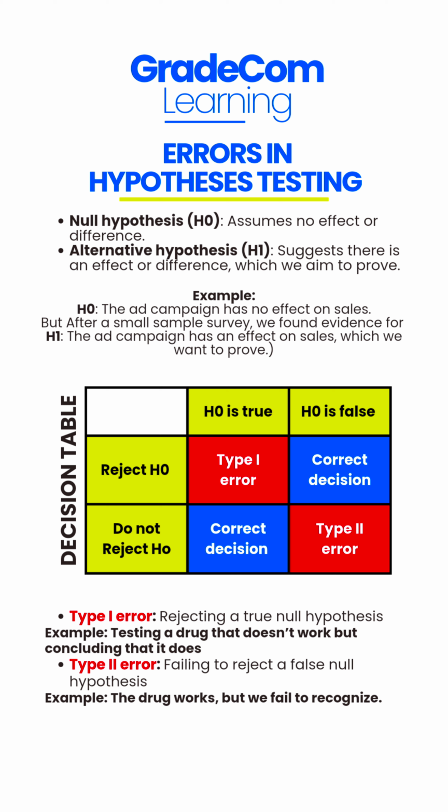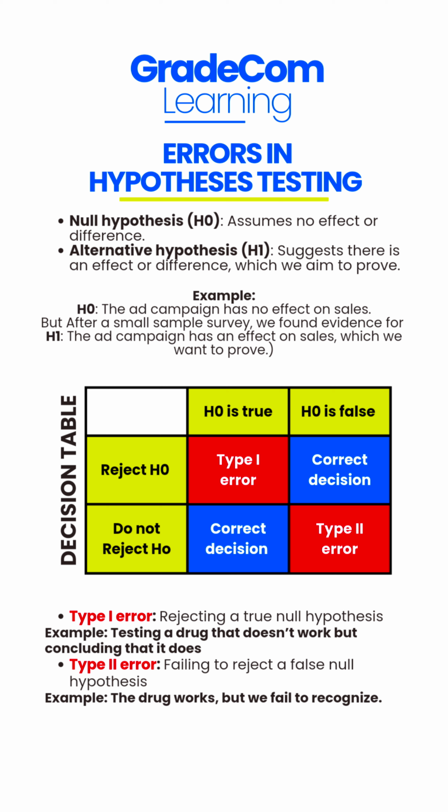The first error is called type 1 error. This happens when we reject the null hypothesis even though it's actually true. It's like giving an alarm when there is no fire, a false alarm. For better understanding, let's say we test the effectiveness of a new drug. If we mistakenly conclude the drug works even though it doesn't, we are making a type 1 error.